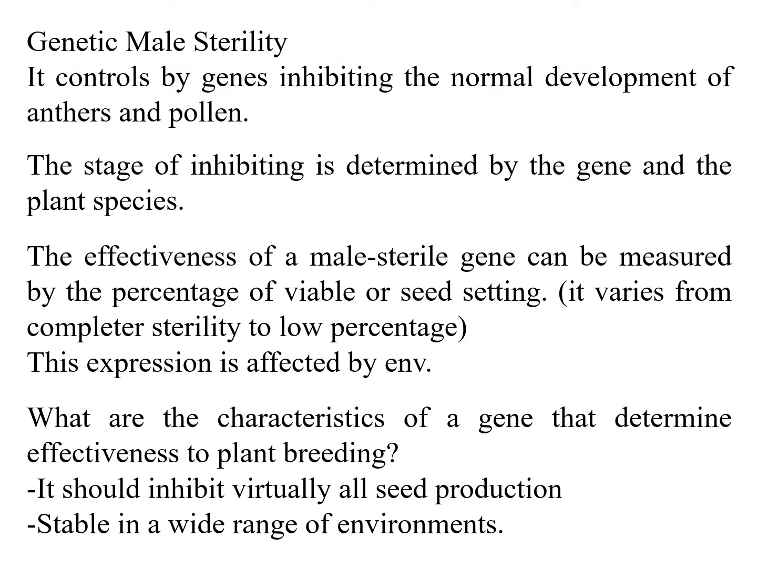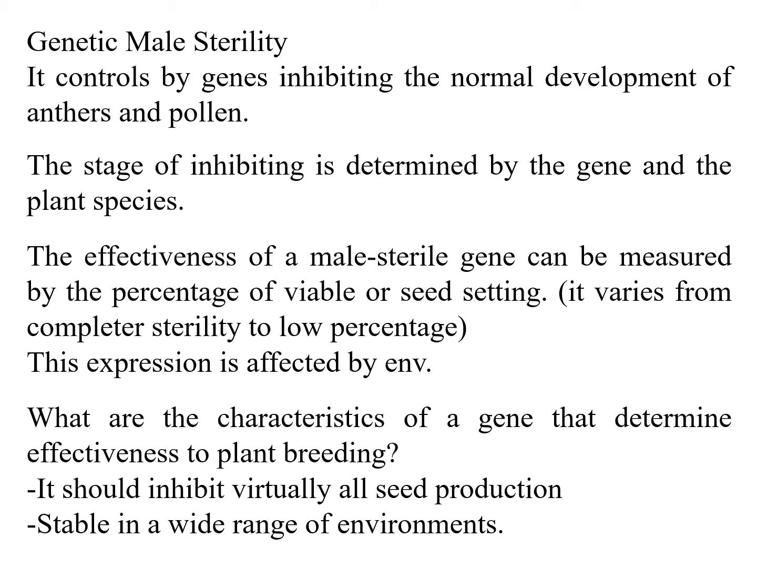Genetic male sterility, as I mentioned, is controlled by genes that inhibit the normal development of anthers and pollens. We don't know exactly where the inhibition happens, because we have different genes and different plant species differ in the inhibition stage. In order to utilize any male sterile genes, it should be very effective and it should not produce any viable seed. Therefore, it has to be completely sterile, or with a very, very low percentage.